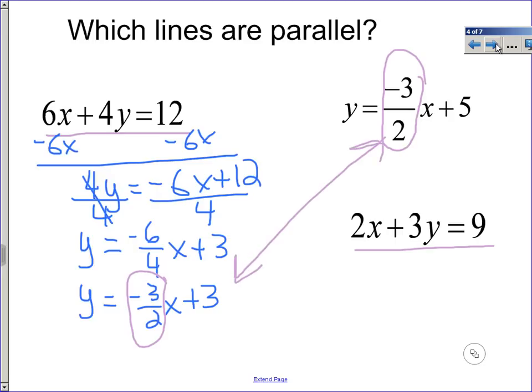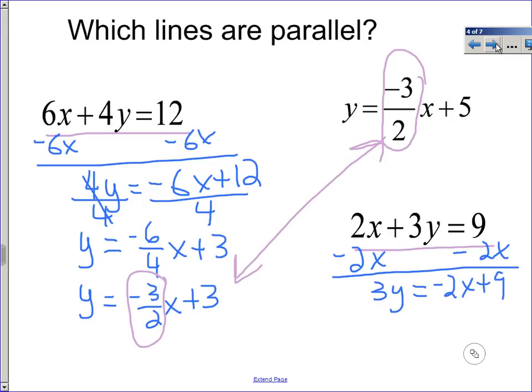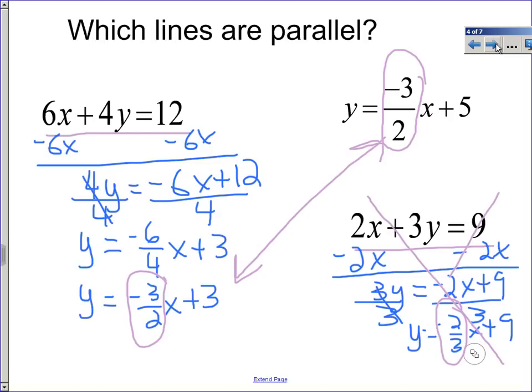Let's look at our third equation. I'm going to subtract 2x, subtract 2x. 3y equals negative 2x plus 9. I'm going to divide by 3. Y equals negative 2/3 x plus 3. If I look at the slope, negative 2/3, it is not the same as the other two equations. Therefore, this one is not parallel.